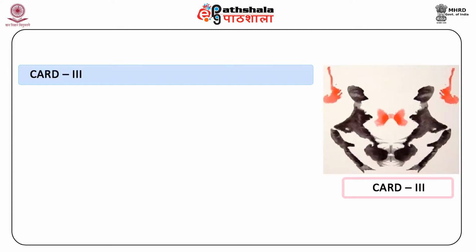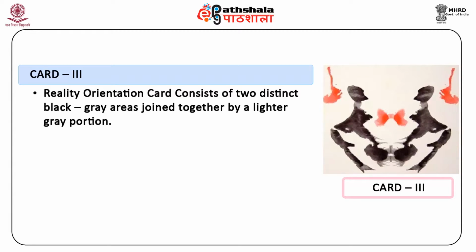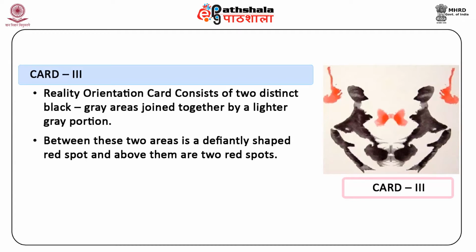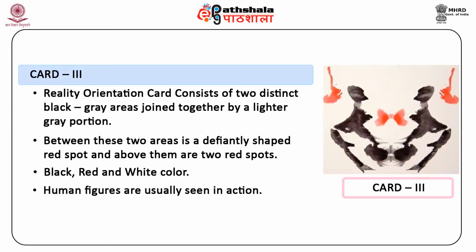Card 3. Reality orientation card. Consists of 2 distinct black-gray areas joined together by a lighter gray portion. Between these 2 areas is a distinctly shaped red spot, and above them are 2 red spots. Black, red, and white color. Human figures are usually seen in action.